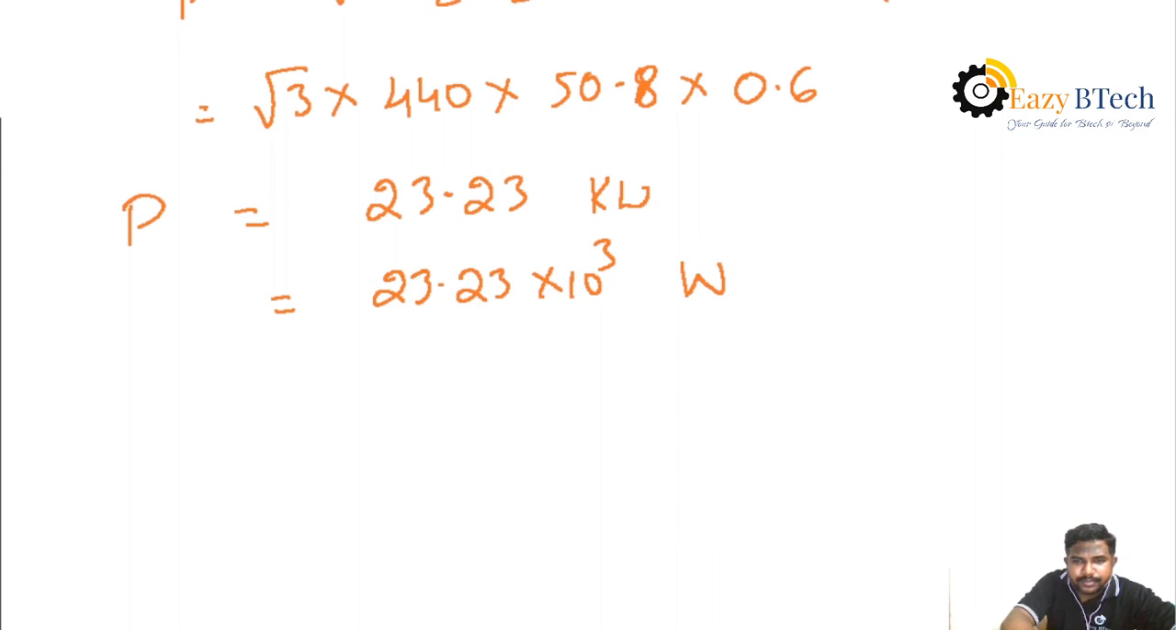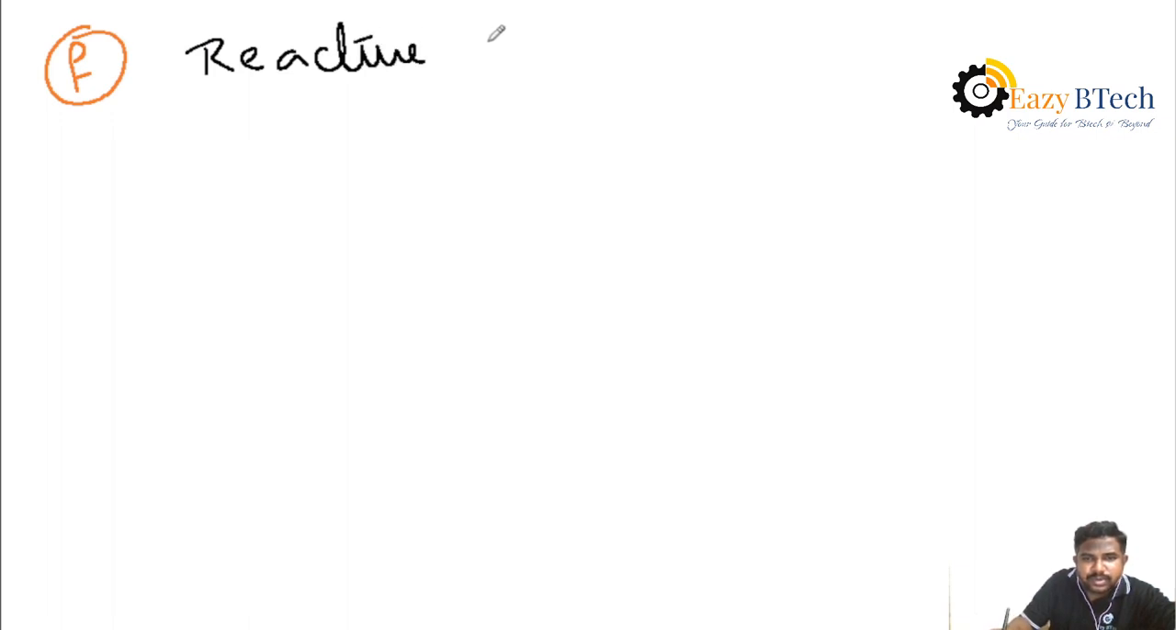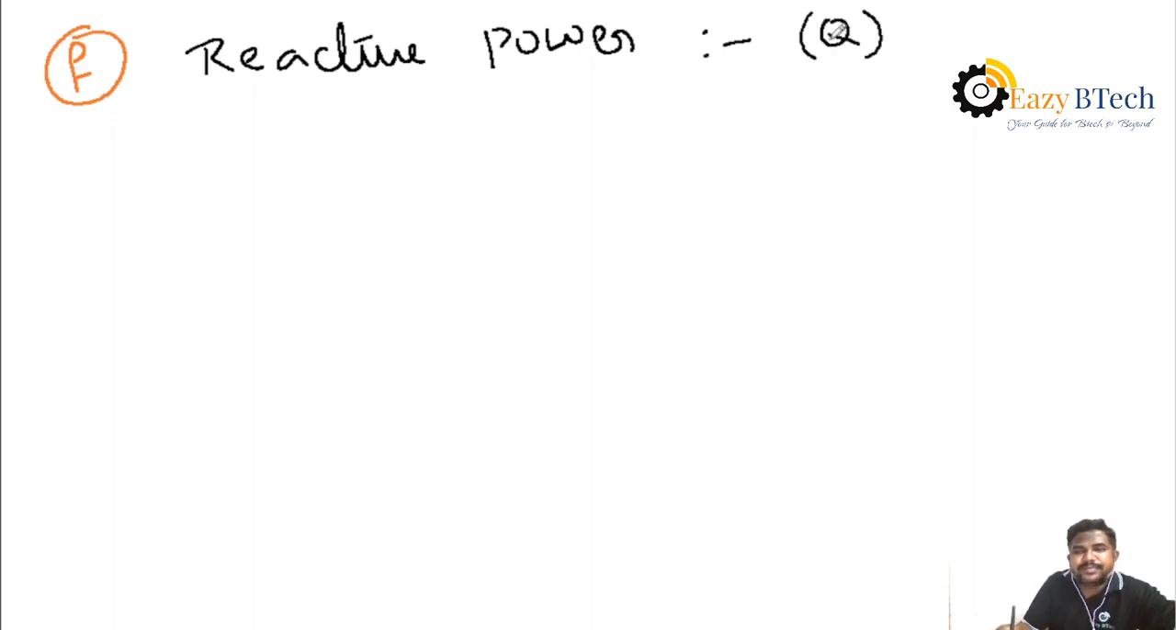In the same manner, you should calculate the last value, that is the total reactive power of the given delta system. That is, what is the power which can be absorbed by the impedance.